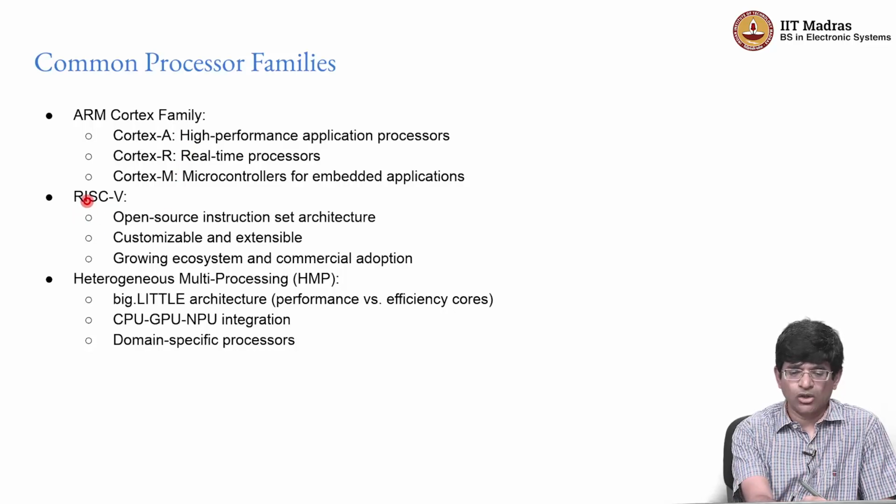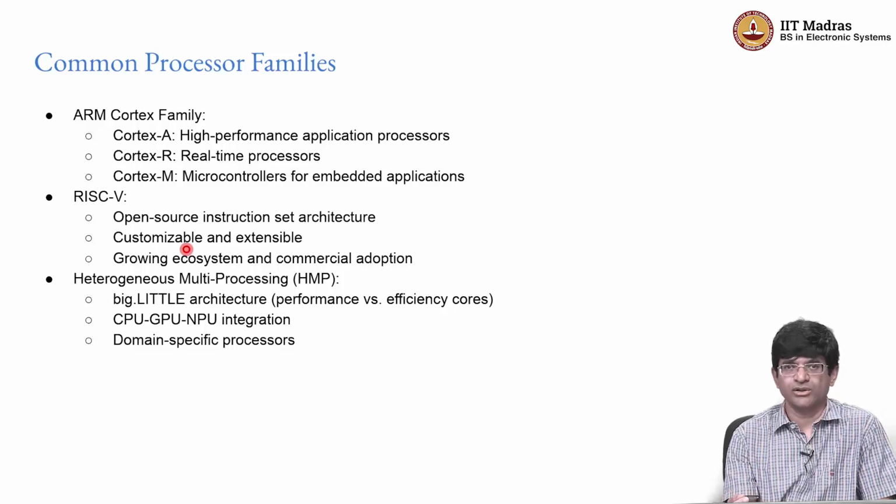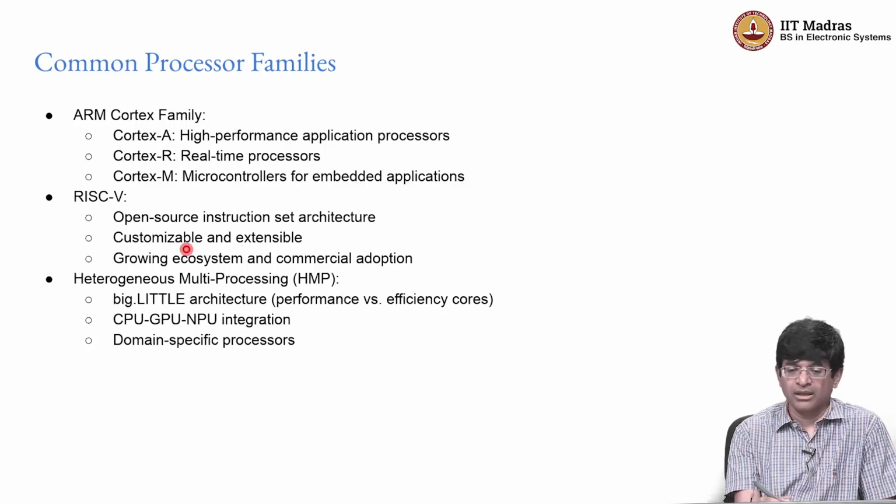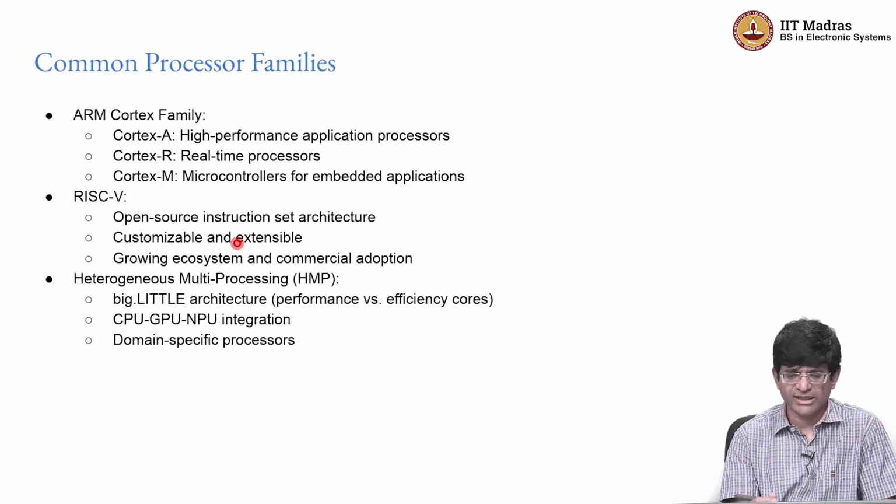Of late, of course, we have had a lot of growth in the RISC-V ecosystem. It's an open source ISA, instruction set architecture, which is customizable, and a lot of companies as well as research groups have looked at extending the RISC-V ISA for various purposes. It's seeing increasing commercial adoption recently, but at least as of now, it is not yet at a point where it is a full-blown challenger to something like ARM. It could get there though in the near future.